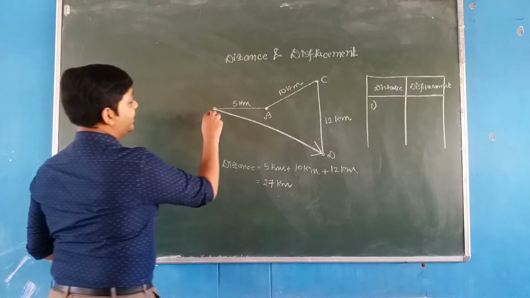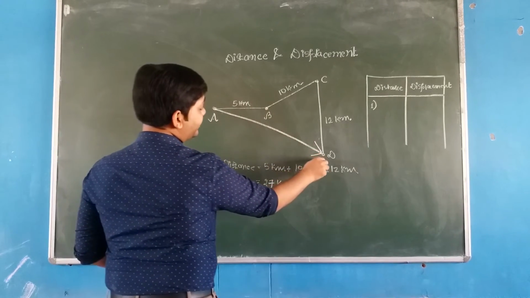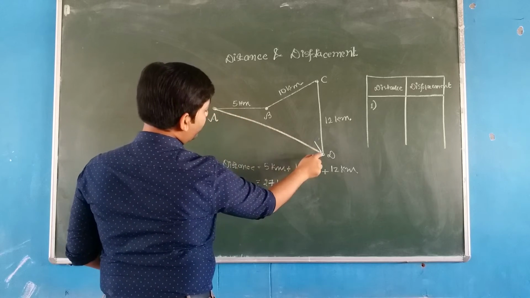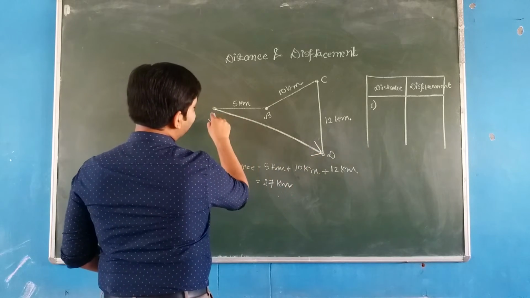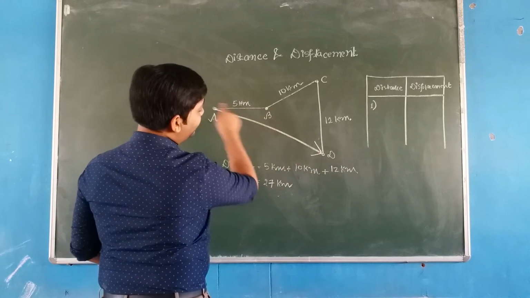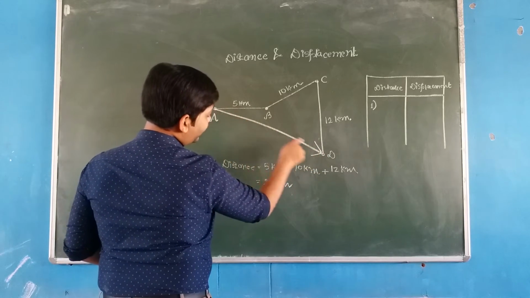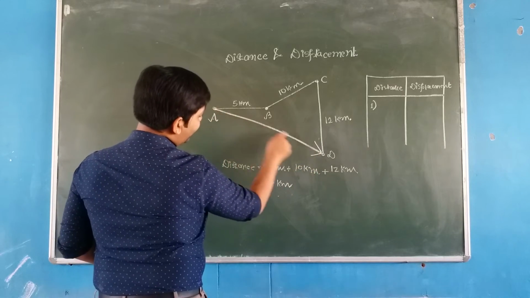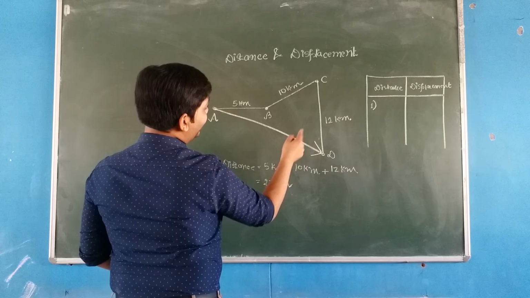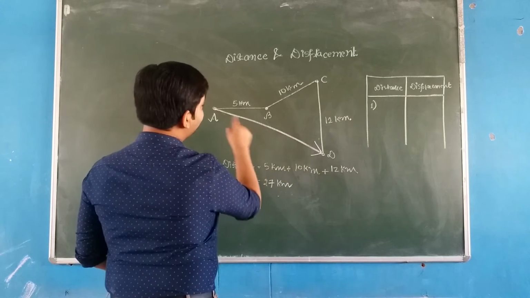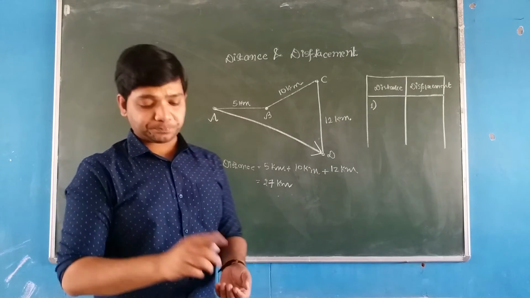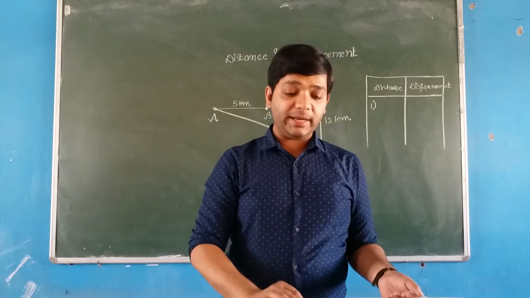So here the initial point was point A and the final point was point D. So the shortest distance between these 2 points is the displacement, and the shortest distance between any 2 points can only be a straight line. So we have drawn a straight line like this, and the magnitude of this length represents the magnitude of displacement, and because it is a vector quantity, the direction will be from point A to point D. Fine. So please write down the next point.